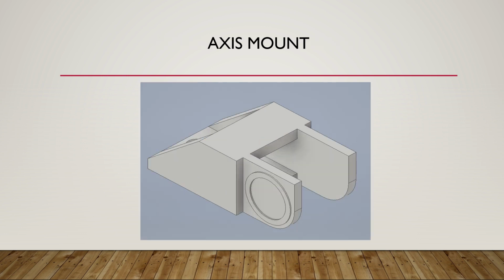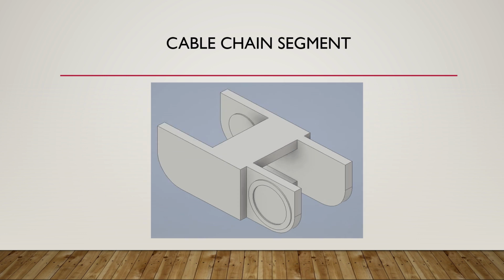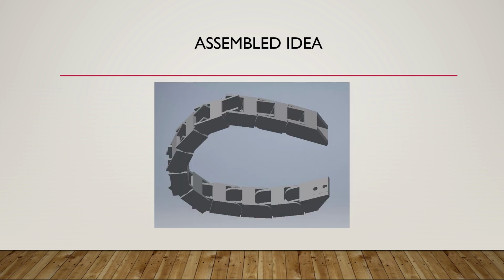The next piece is the access mount. This would actually attach to like the print head and would be the piece moving back and forth where the wires would come out of and go into the print head itself. And then finally the actual cable chain segment. This could be printed as many times over and over. They interlock to adjust the length of it. And this is a picture of a simulated assembly of it. It gives you an idea of how it will bend in the limits of it.